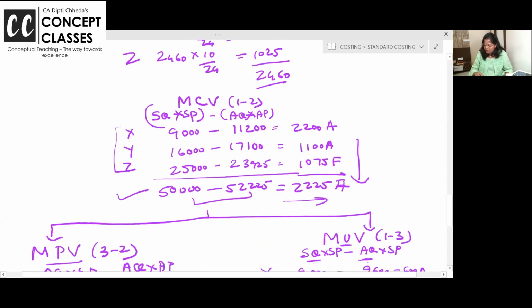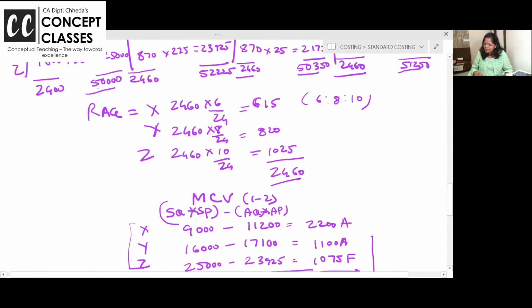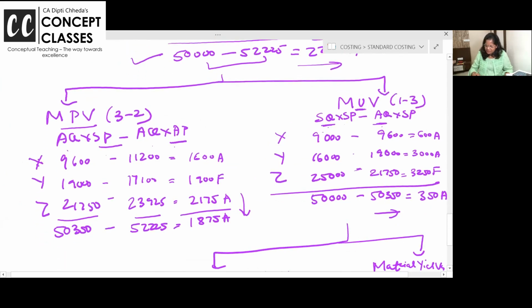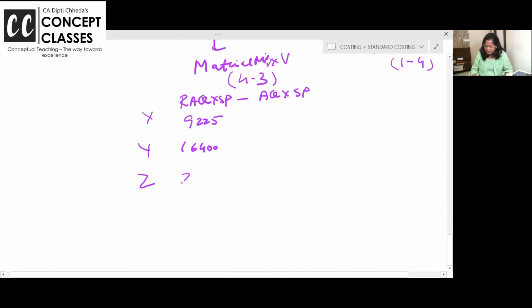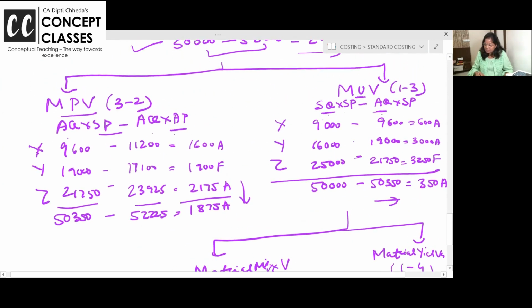9225, 16400. And for Z, it is how much revised actual? 25,625. And total is 51,250. Just copy fourth column. थर्ड कॉलम तो यहीं पे तैयार था, आपके पास था.